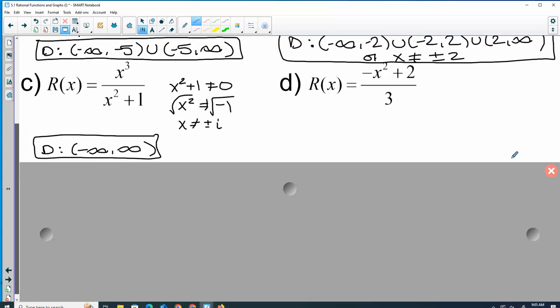D. Negative x squared plus 2 over 3. So all we care about is the denominator. The denominator can't be 0. Does 3 ever equal 0? No. So what's my domain?